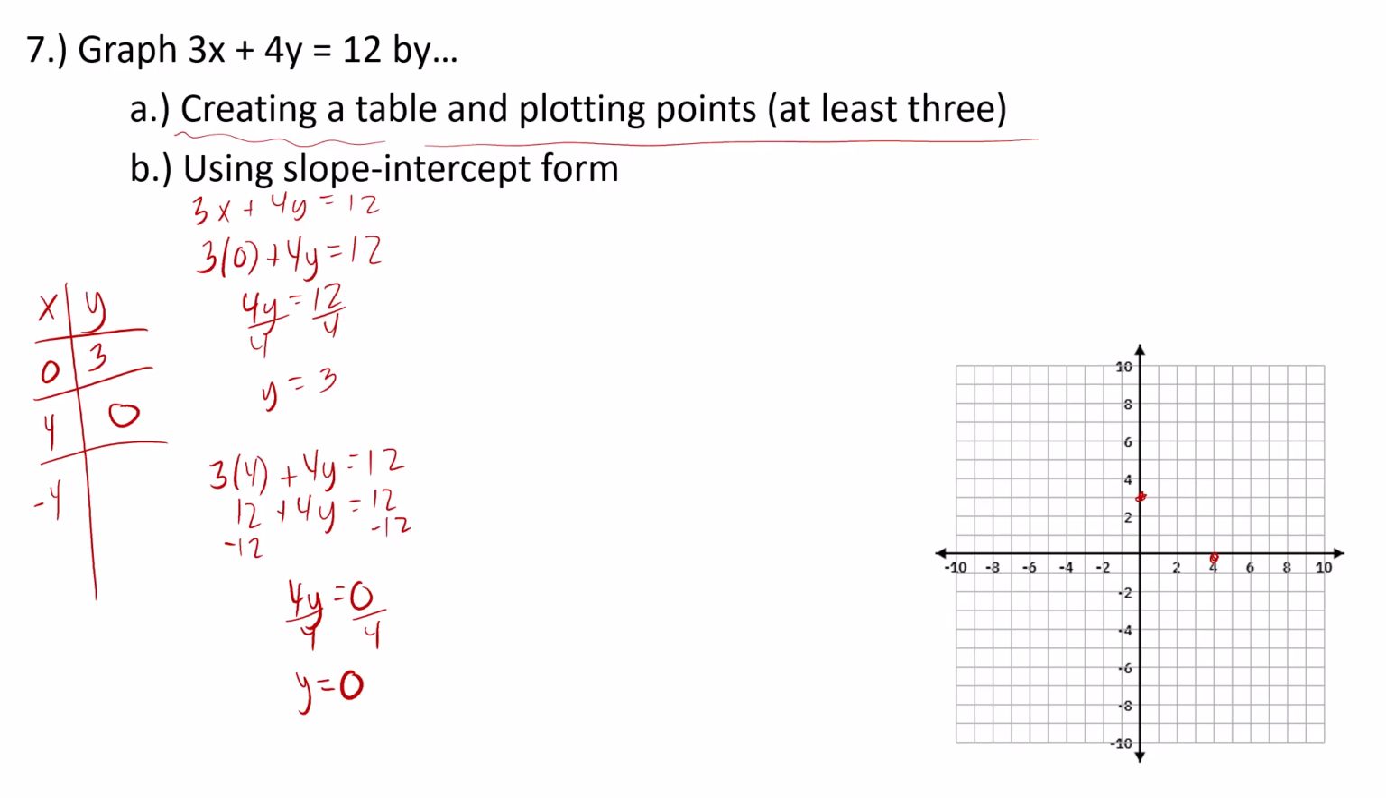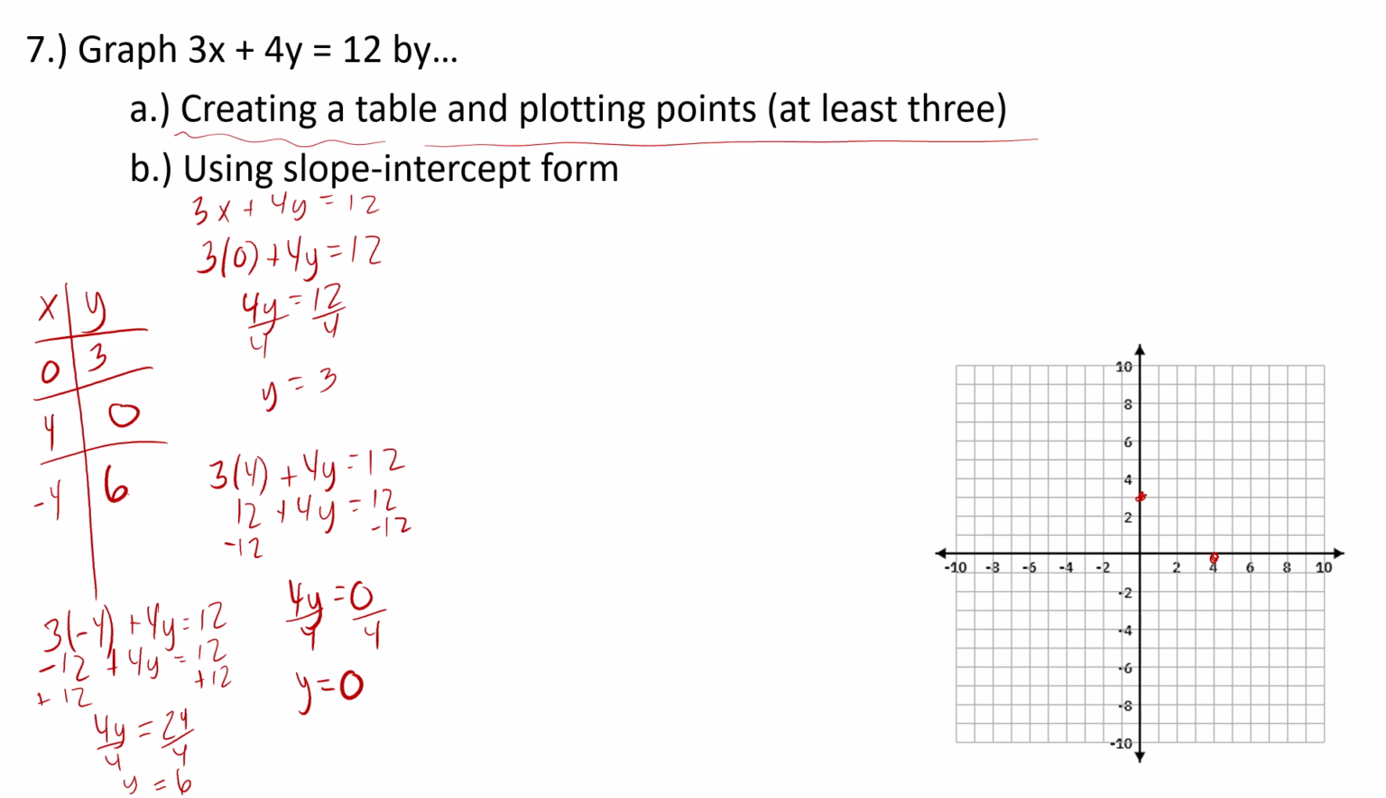Okay, we want it to be on the line with the others. So here we'll have 3 times -4 plus 4y equals 12. So now we have -12 plus 4y equals 12. Add 12 this time. So 4y, -12 plus 12 is 0. 12 plus 12 is 24. Divide by 4, and I get y is equal to 6.